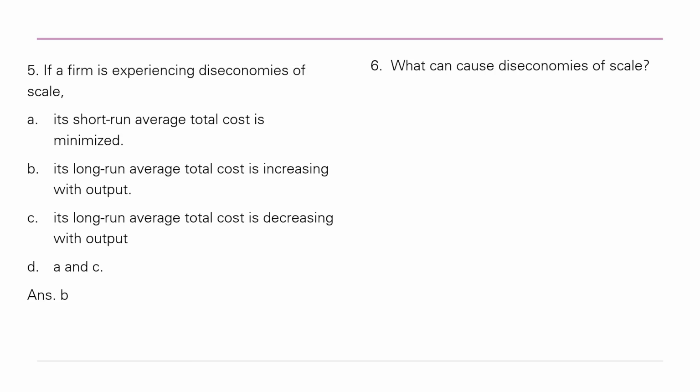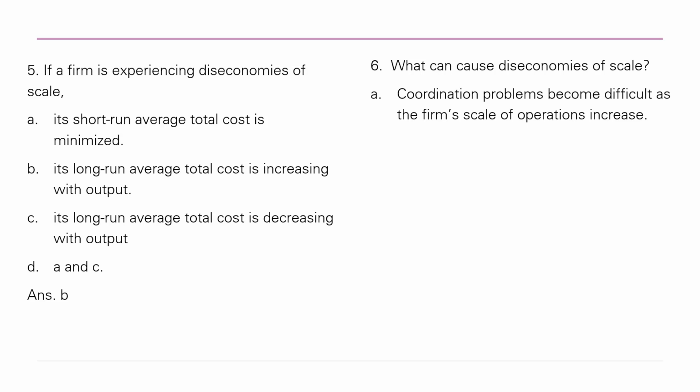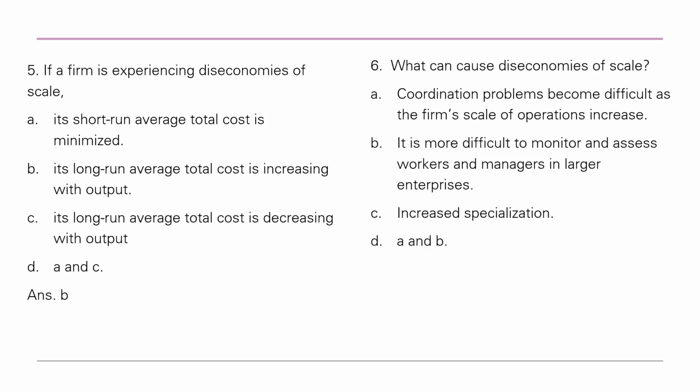What can cause diseconomies of scale? Correct answer here is going to be D, answer choice A and answer choice B. A, coordination problems become more difficult as the firm's scale of operations increase. B, it is more difficult to monitor and assess workers and managers in larger enterprises.